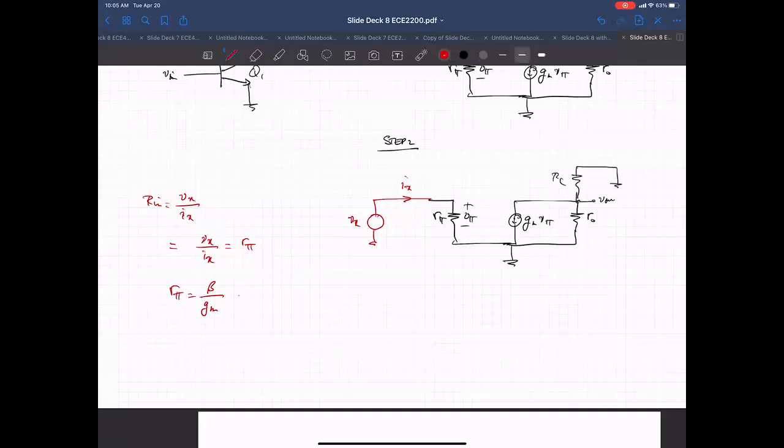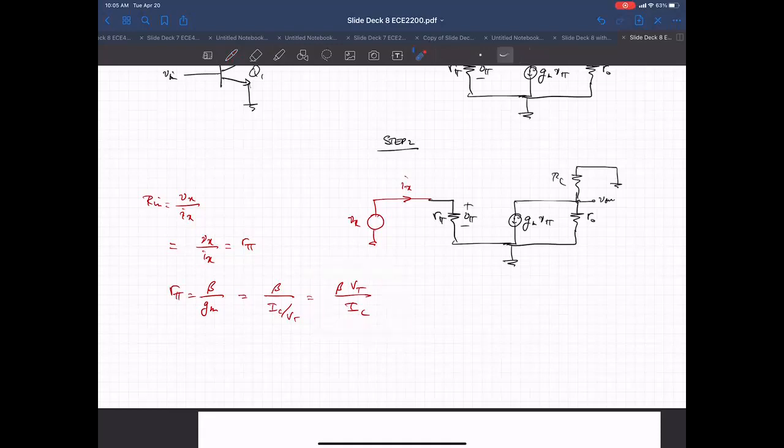Let me write this up more. G sub M is I sub C over V sub T. So we've got R sub pi equals beta V sub T over I sub C. That's the equation for the input resistance, and it shows what control we have over it.